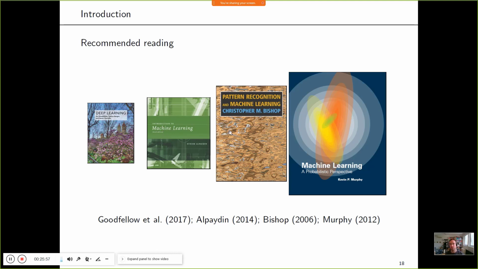Then Pattern Recognition and Machine Learning by Christopher Bishop. That was the book that really got me started on machine learning methods. It covers a lot of ground. It has a strong Bayesian flavor in the sense that Christopher Bishop really pushed to use Bayesian inference in machine learning.